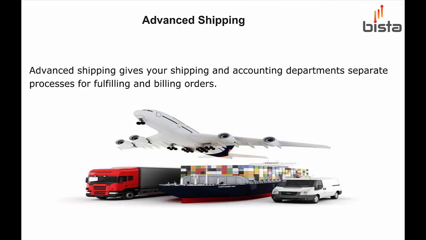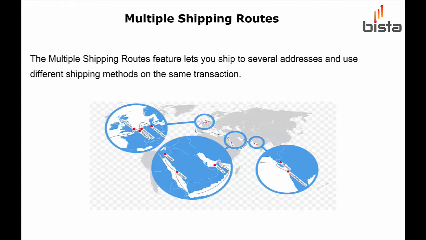With advanced shipping, you can track partial shipments and invoice customers for partial or entire orders. Your picking tickets reflect the items on the order that are actually shipped. The multiple shipping route feature in NetSuite lets you ship to several addresses and use different shipping methods on the same transaction. A shipping route is defined as a unique combination of shipping address, shipping method, and origin address.